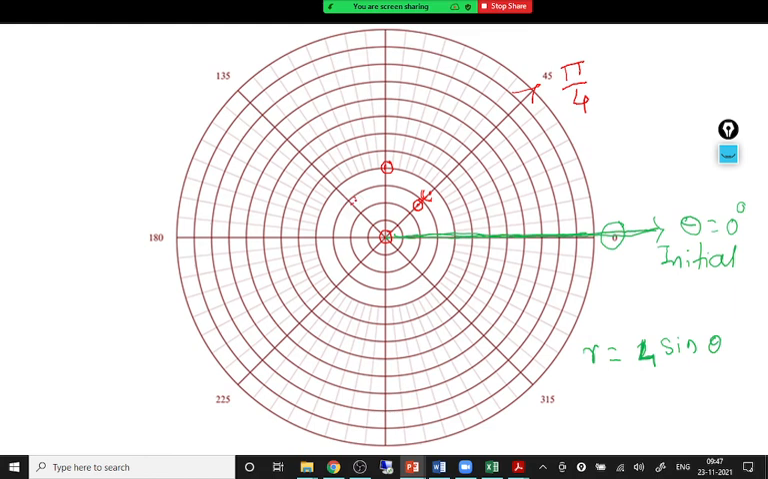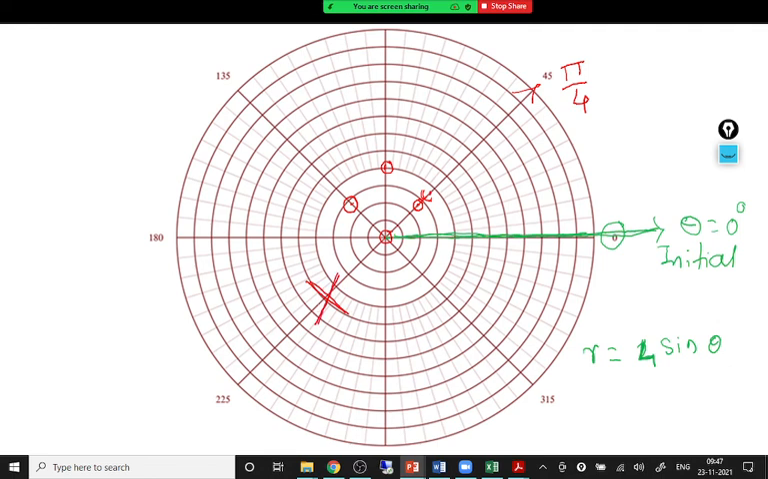You will get this point again, 2 root 2. At 180, you will get r as 0, because sine 180 is 0. When theta is 225, the value is minus 2 root 2. Now remember, whenever r is negative, we should not plot that value, because we consider that as an imaginary curve. r is a length, and length is never negative. Whenever r is negative, we consider that as a region of absence. So there is no curve at this point because r is negative.